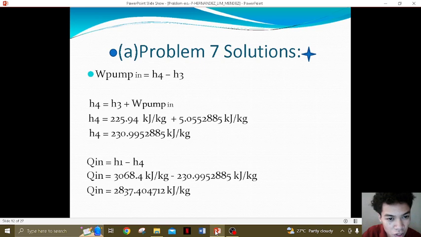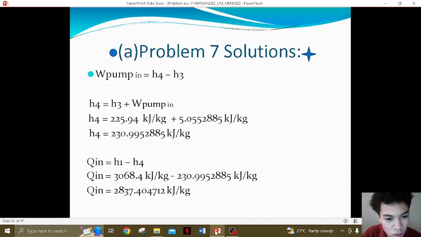So same thing here, the work pump in is equal to H4 minus H3. H4 is equal to H3 plus the work pump in. So the H4 is equal to 225.94 kilojoule per kilogram plus 5.05528885 kilojoule per kilogram. Then the H4, you'll have the answer there of 230.9952885 kilojoule per kilogram.